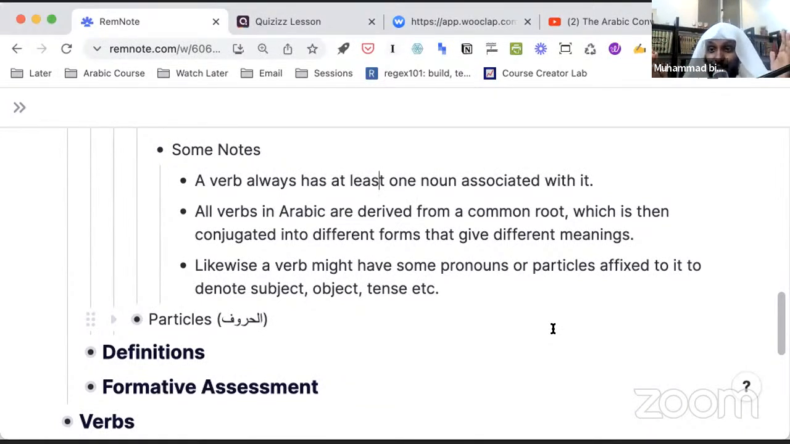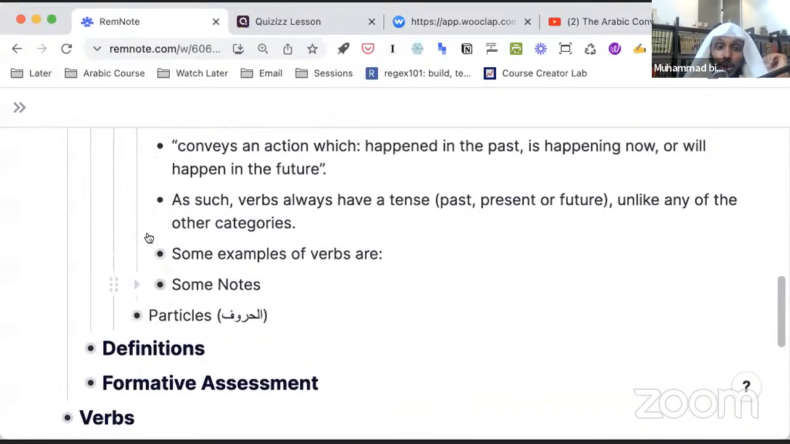فَسَيَكْفِيكَهُمُ اللَّهُ. For example, this word in the Quran. If by word we mean the space boundary, when you hit space on the keyboard, then فَسَيَكْفِيكَهُمُ is not a word, it's a whole sentence. Okay? So these are just some notes about verbs.